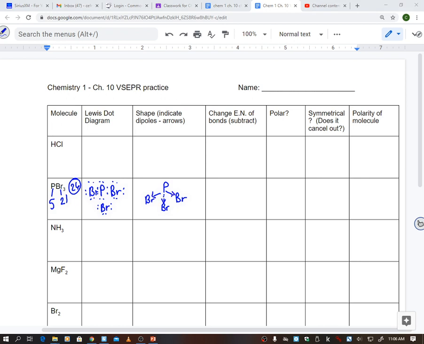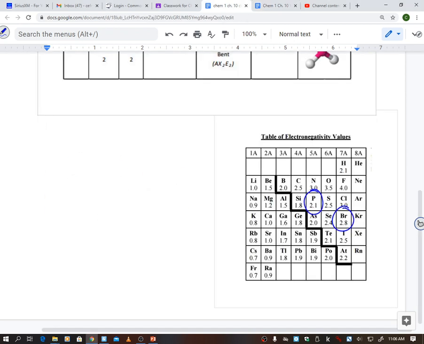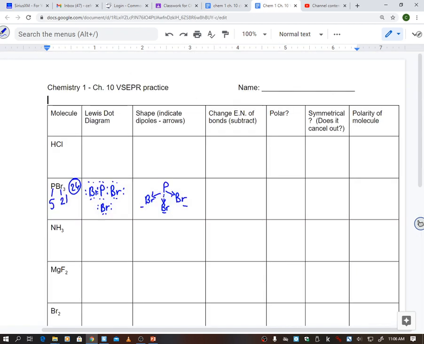Now, I want to know the change in the electronegativity of the bond. So let's look at that. If I'm looking at just phosphorus and just bromine, that is 2.8 minus 2.1, and that's going to be 0.7. So that tells me that it is polar. Now this says, does it cancel out? It doesn't cancel out. What I mean when I say cancel out is, do these negative arrows all cancel each other? And they don't. I have poles. I've got negatives here, and I've got a positive on top. So no, it doesn't. So it stays polar.